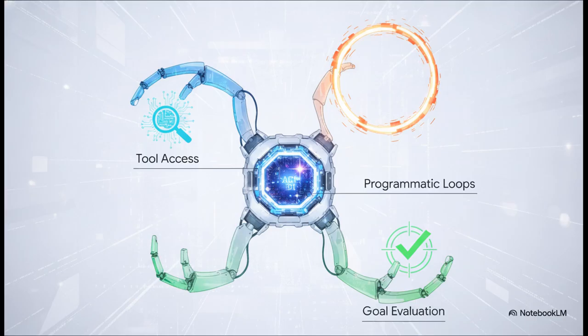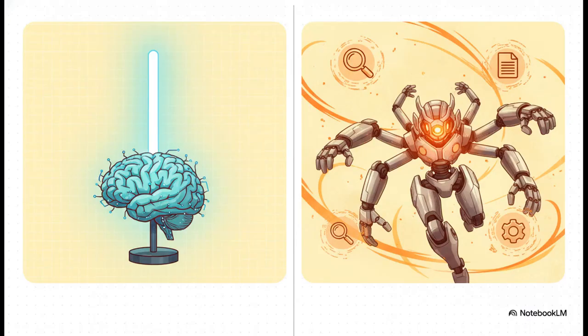So, what turns that standard LLM into this active agent? That would be the Agentic Harness. This is the surrounding infrastructure, the vital code wrapping the model. It handles 3 critical jobs. Number 1, tool access. It gives the model functions to reach out and grab external data. Number 2, programmatic loops. It runs the model continuously to figure out the next step. And number 3, goal evaluation. It acts as an oversight layer, constantly checking in to ask, hey, did we actually complete the goal we were assigned?